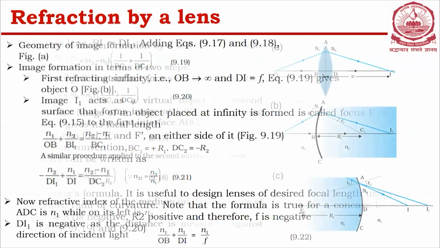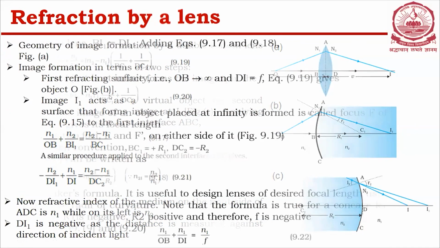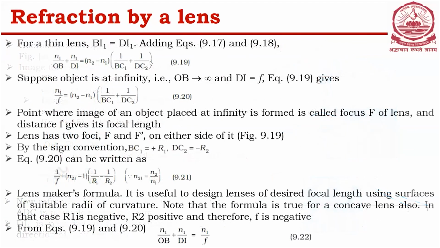So C2 is nothing but the center of curvature of the second surface, and C1 is the center of curvature of the first surface. R1 is the radius of curvature of the first surface, and R2 is the radius of curvature of the second surface. So after taking into account all these things, you will arrive at this relation. Now we have to simplify still.